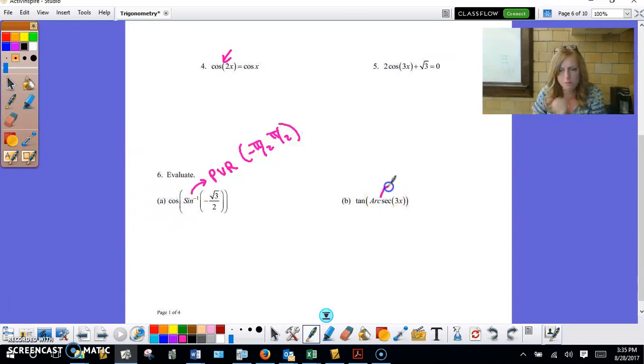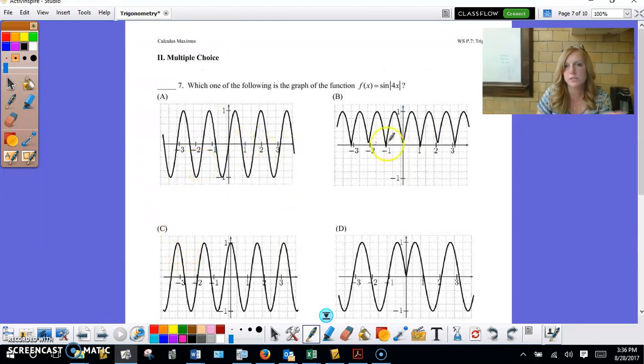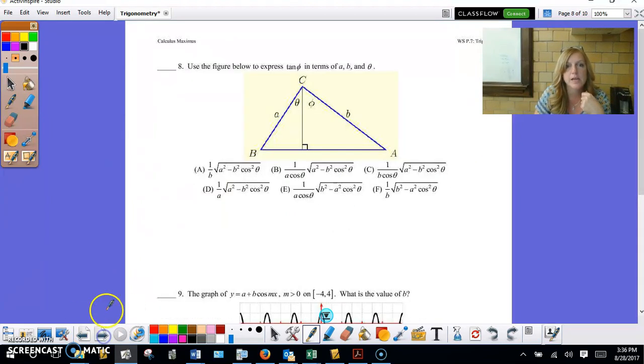Here, your principal value range for secant, I would probably convert that to the arc cosine of 1 over 3x, and then do the principal value range for arc cosine, which is 0 to pi. I guess technically this should be brackets over here too, and so on. So you'll go through, here's some identity or some graphs to play around with, and a little bit of right triangle stuff and some transformations, looking at this idea right here.